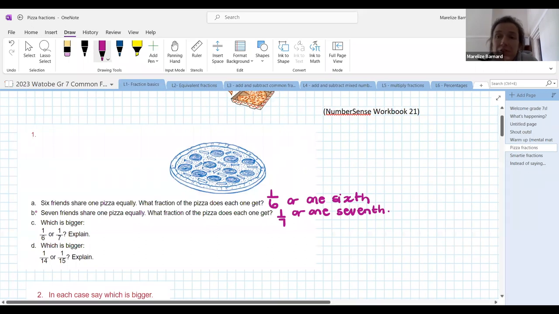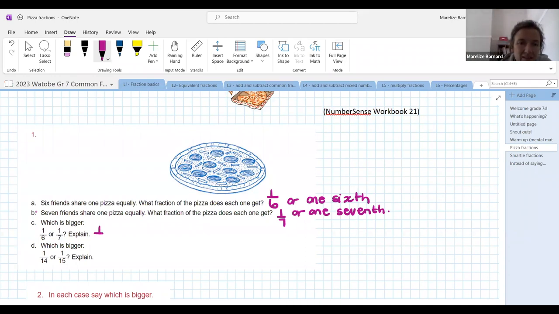Okay, let's think this through, hey? If I divide a pizza between six people and then I divide it between seven people, when is my slice going to be bigger? It's going to be bigger if there are fewer people that I need to divide it into. So 1/6 is bigger than 1/7. Why is 1/6 bigger? Because you're literally dividing it into fewer pieces. So the actual piece is bigger.